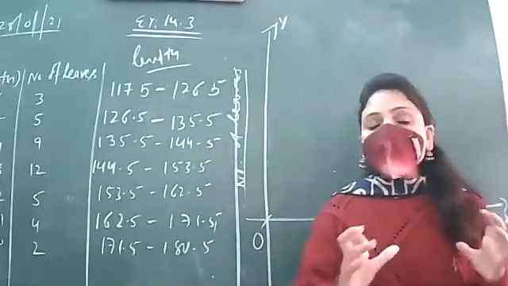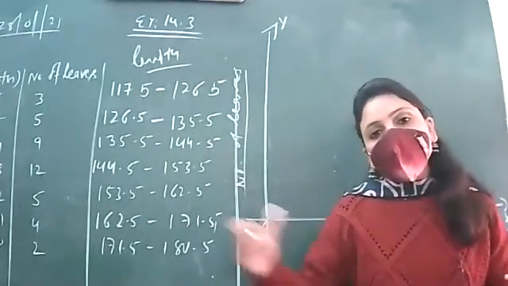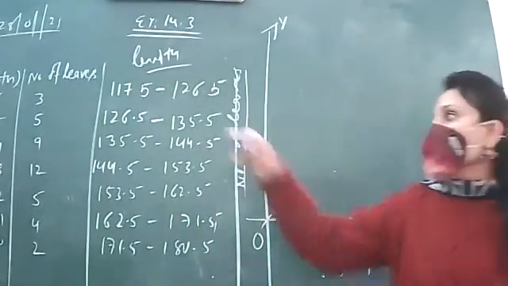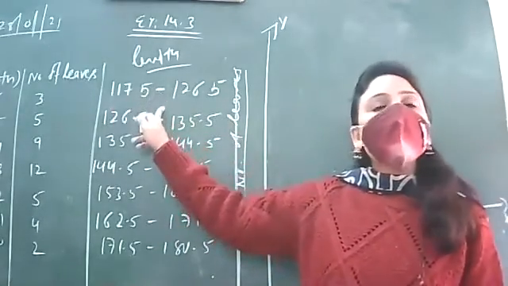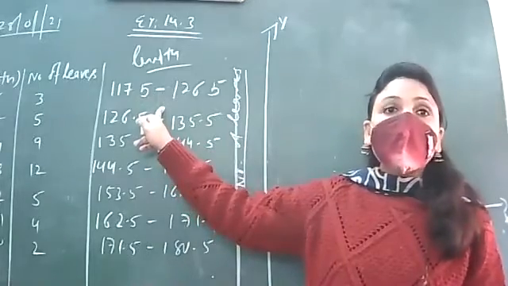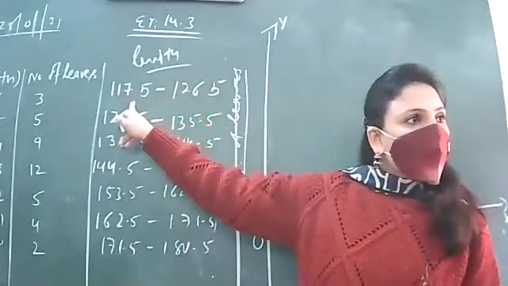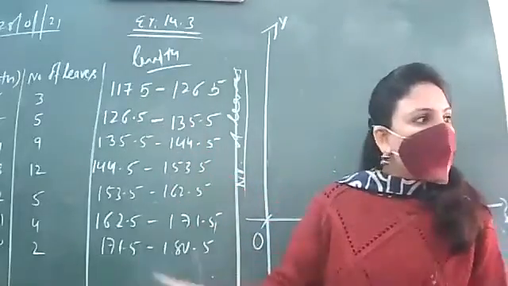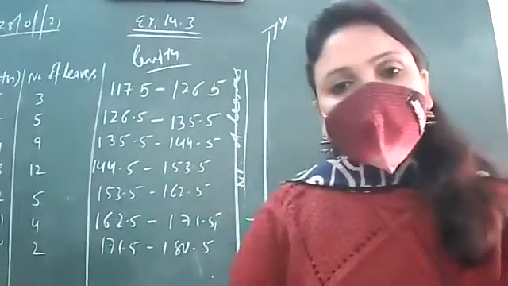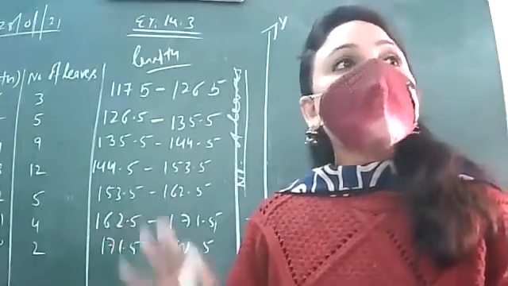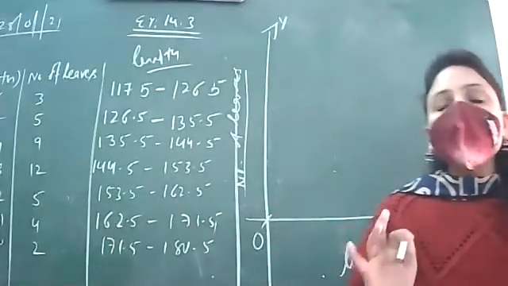Now always remember, while drawing the histogram, intervals are to be mentioned along the x-axis. Now see, we have learned the formula to find the length, size or width of the interval: upper limit minus lower limit. Here it is 9, 9, 9, 9. Everywhere the size of the interval is the same. You just have to remember one thing.